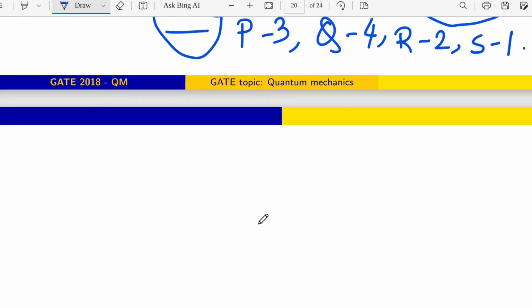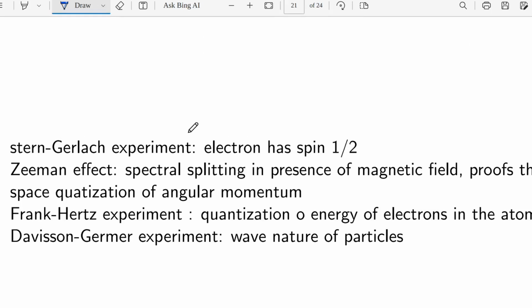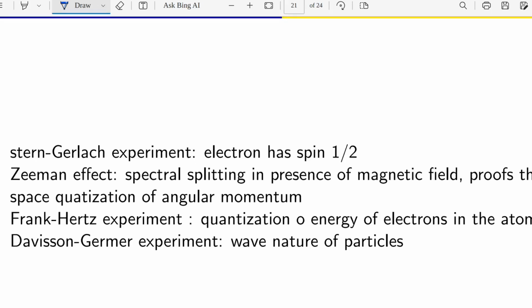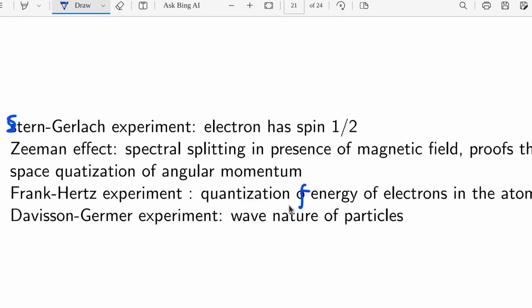So this is up to that one, and I have also mentioned here about these things. The Stern-Gerlach experiment shows that the electron has spin half. The Zeeman effect is about spectral splitting in the presence of a magnetic field, which proves the space quantization of angular momentum. The Frank-Hertz experiment shows quantization of energy of electrons in the atoms. The Davison-Germer experiment shows the wave nature of particles. So these 4 experiments give the results which I have mentioned here, and by this we get the correct answer.